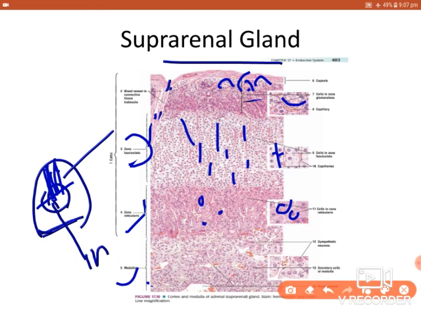Then the medulla, which lies in the center of the suprarenal gland. Here also the cells are arranged in small cords or clumps. In this medulla, these cells are modified postganglionic sympathetic neurons. Okay, these are modified postganglionic sympathetic neurons that have lost their axons and dendrites during development. And instead they have become secretory in function, which synthesize and secrete catecholamines. Okay, this medulla.